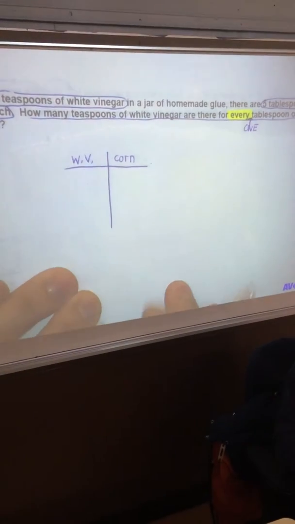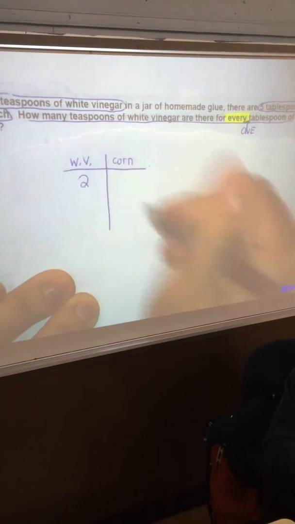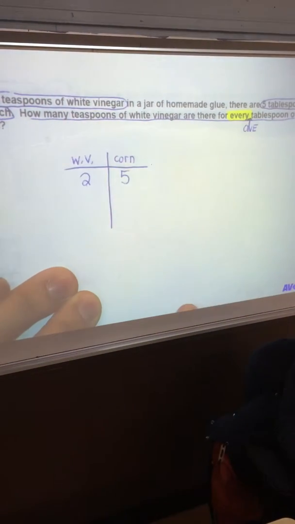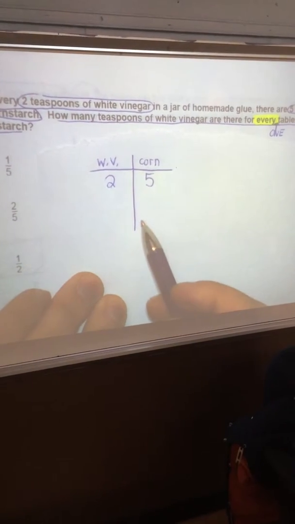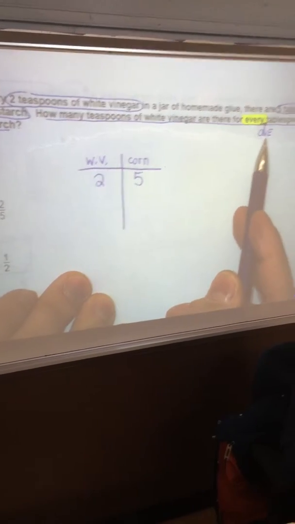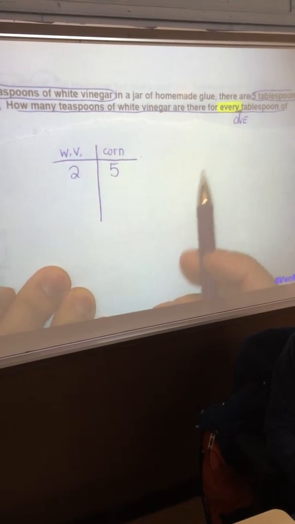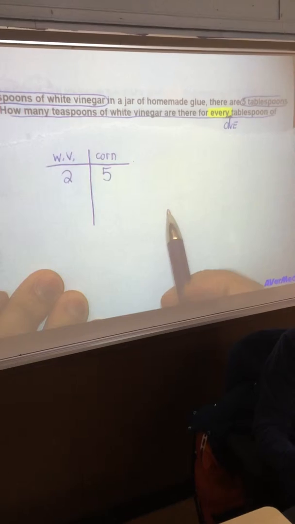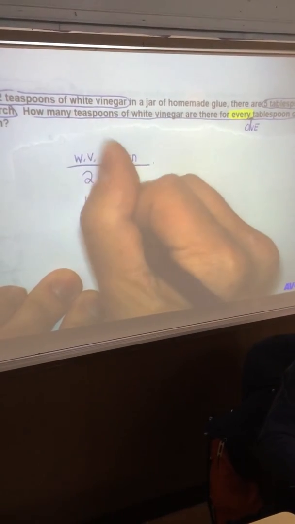It says for every 2 teaspoons of white vinegar, there are 5 tablespoons of cornstarch. Okay? Can you now please put where you think the 1 should go in this ratio table? Go ahead and put it now. Alright, if you put it here, you were correct, which means this is N.